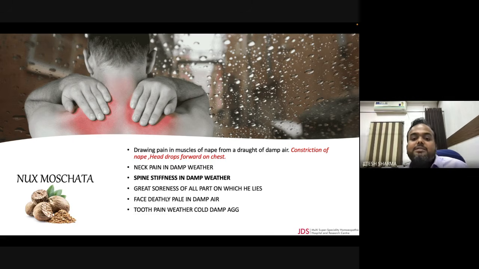Drawing pain in the muscles of the nape, worse in damp air. Constriction in the nape, head drops forward on chest. They have so much constriction here. Toothache in cold damp weather, face deathly pale in damp air, typical of Nux moscata.